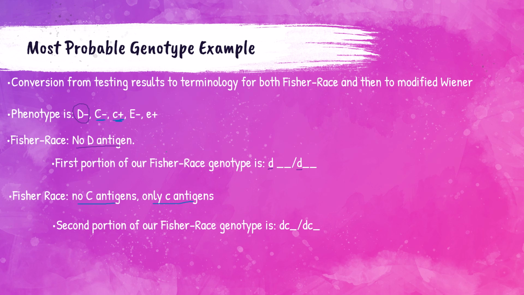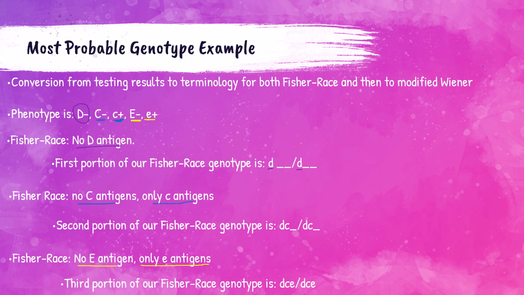All right, last part. We're going to look at E's. Let's use yellow this time. We have no big E antigen, and we determined that because up here, remember, the patient's cells did not react with that anti-big E antibody reagent, that big E antisera. So we have no big E antigen. We only have little e antigens because right here is positive. So the third portion of our Fisher-Race genotype is going to be little e's. So we have little d, little c, little e, slash little d, little c, little e.